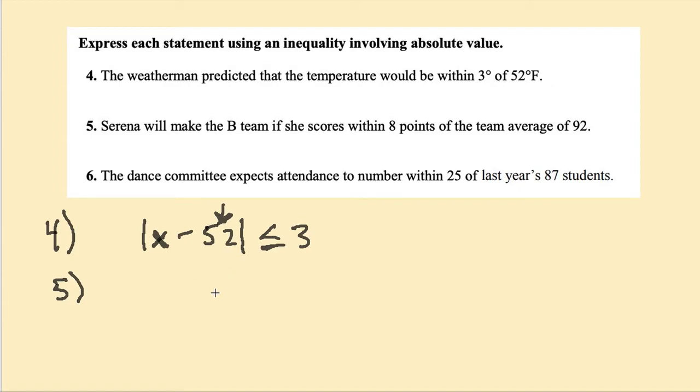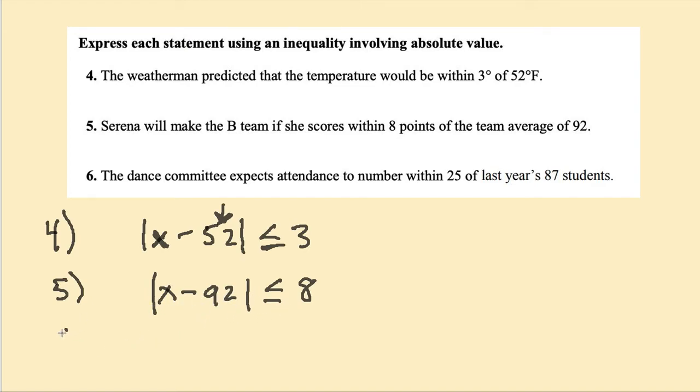All right, so 92 is our benchmark, and then you have that range, and you have to be within those points, within 8 points of that. So it doesn't mean over, it means in that range. So again, that's going to be a less than or equal to, and then that range is 8 points on either side of 92. And so that's how we would write that.